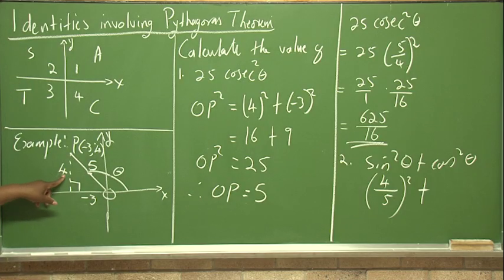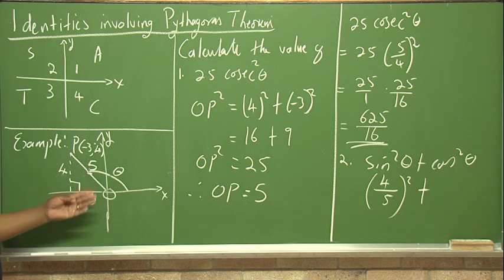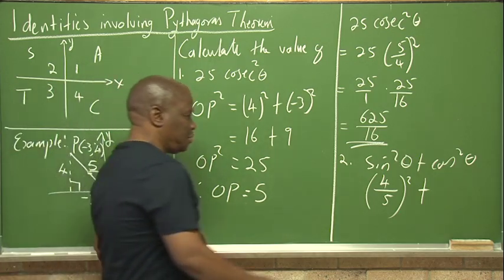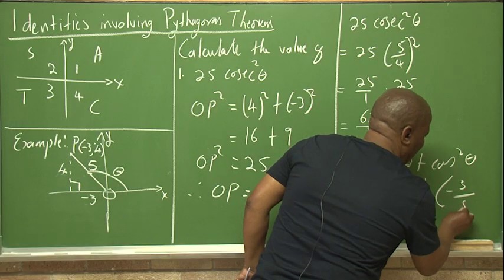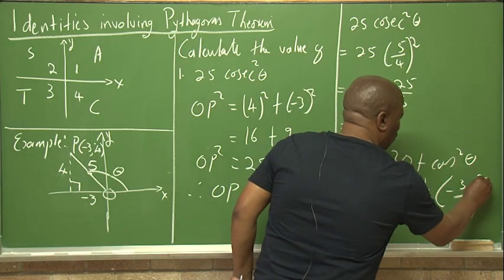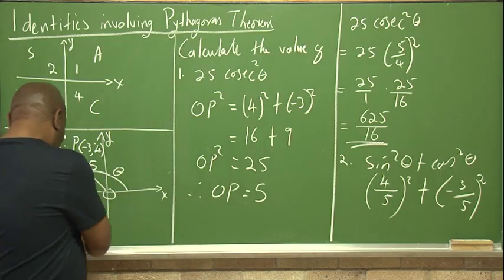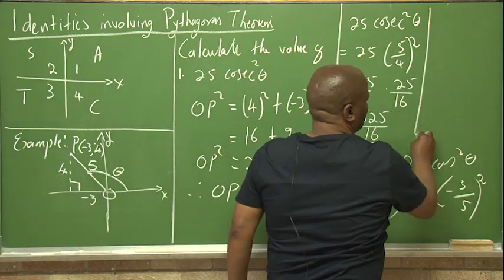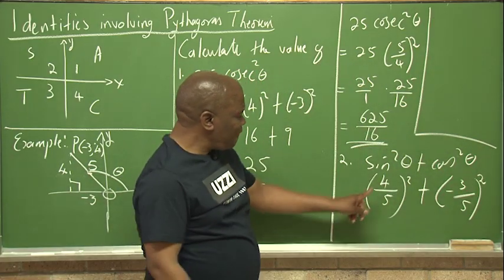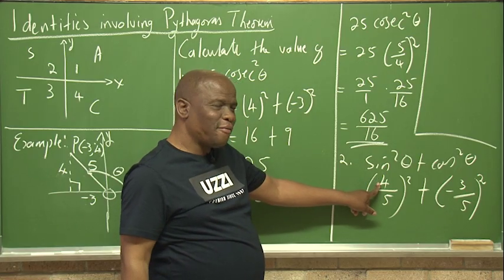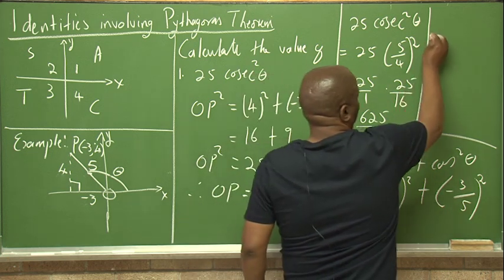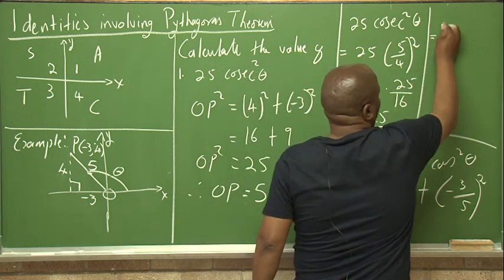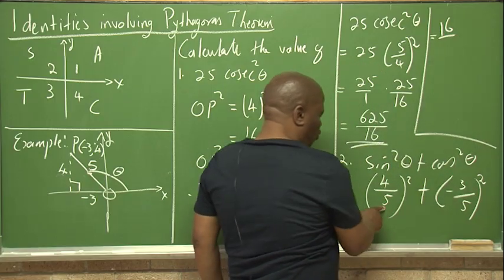Remember, cosine by definition is adjacent over hypotenuse. The adjacent side is -3. The hypotenuse is 5. So cos is -3 over 5. Because this cos is squared, you square this ratio. Let's see what answer we end up with. 4 over 5, if you square it, you square 4, it's going to give you 16, over, you square 5, you've got 25.